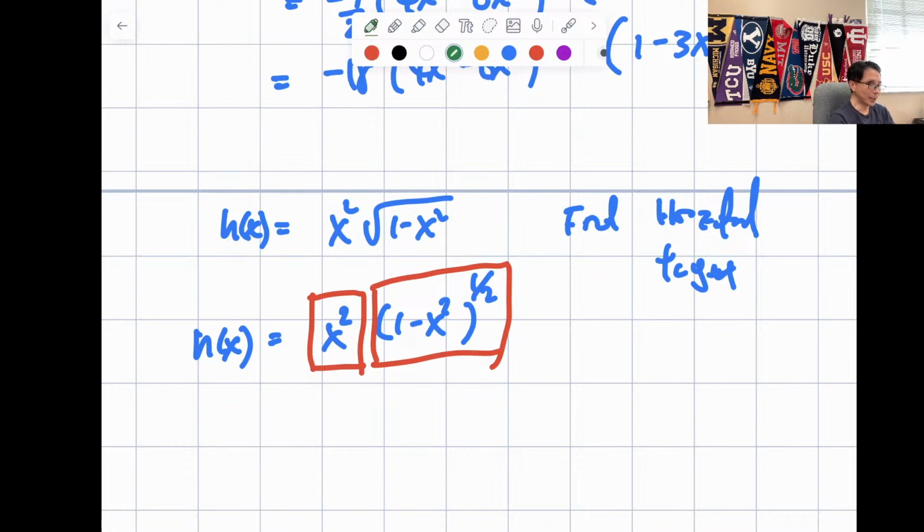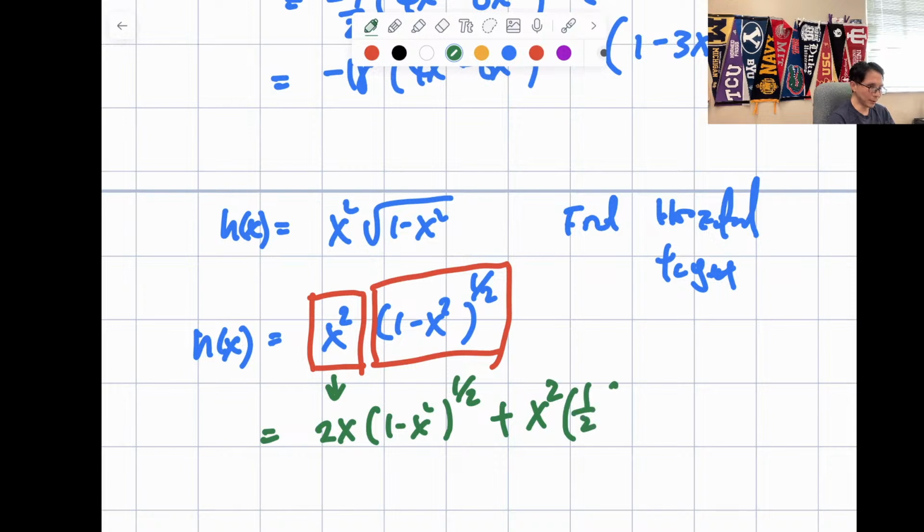So what happened is this is a lefty right, righty left situation. So what I'm gonna do is factor out a 2. I'm gonna take a derivative of this, 2x times 1 minus x squared to the 1/2. Is that okay? Plus, I'm gonna leave the first one alone and take a derivative of the second one. So 1/2 times 1 minus x squared to the negative 1/2. Now usually people forget this part because the derivative inside is negative 2x. People usually forget that part.